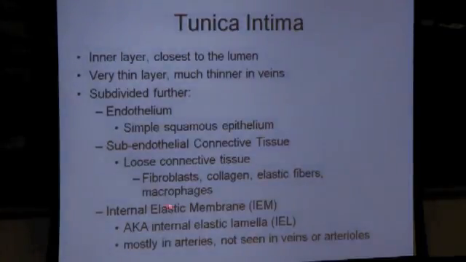Okay, so again, internal elastic membrane, I already told you about that one. Just a fairly continuous sheet of elastic fibers that has pores within it. So it's a fenestrated sheet, which allows for passage of things like smooth muscle fibers. It also allows for diffusion of things from the lumen through that subendothelial connective tissue into the underlying layers.